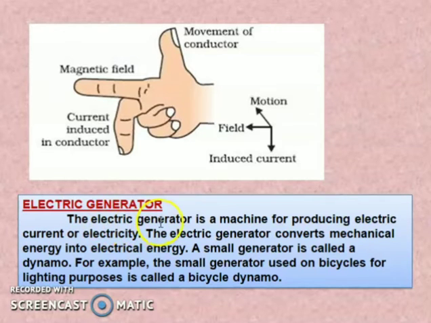An electric generator is a machine for producing electric current or electricity. The electric generator converts mechanical energy into electric energy, which is the opposite of an electric motor. In an electric motor, electric current is converted into mechanical energy. In an electric generator, mechanical energy is converted into electric energy. A simple generator is called a dynamo. For example, the small generator used on a bicycle for lighting purposes is called a bicycle dynamo.